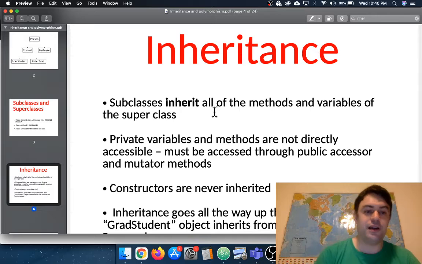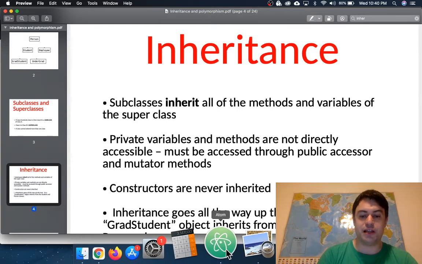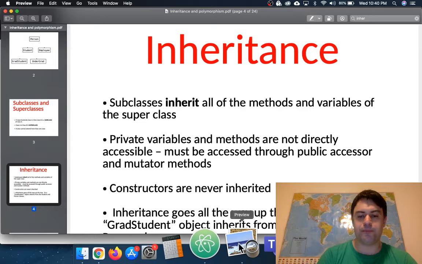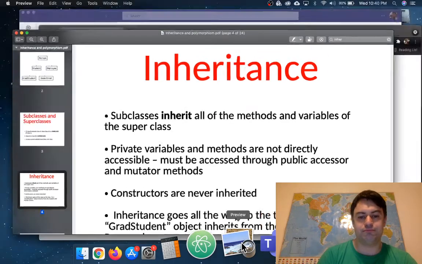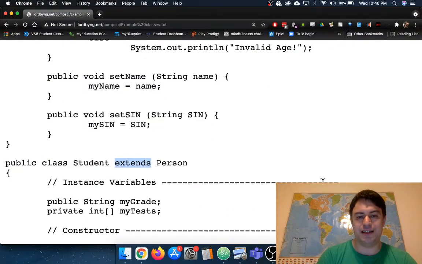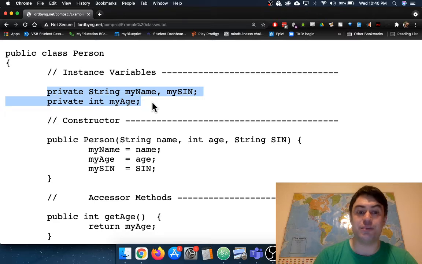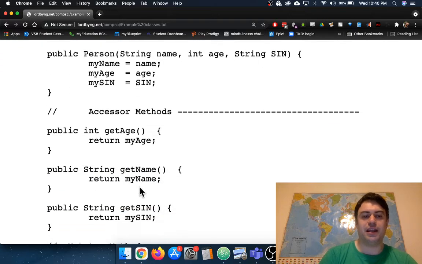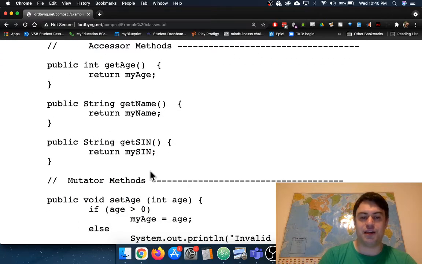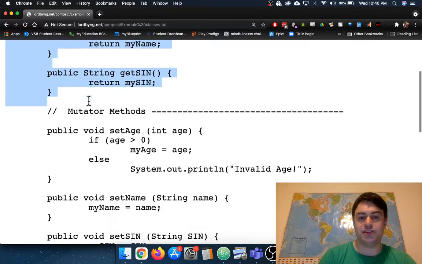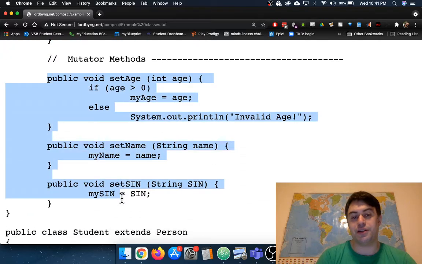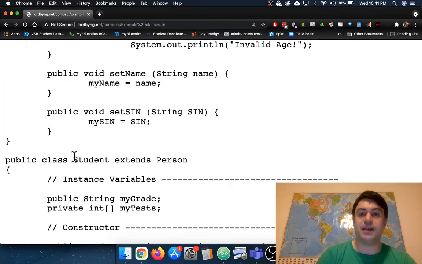So if we go back to our person class, here it is. Person class has these instance variables, right? Name, SIN number, age, and it has these accessor methods, right? Get age, get SIN, it has these mutator methods. So when student extends person, it gets all those things.